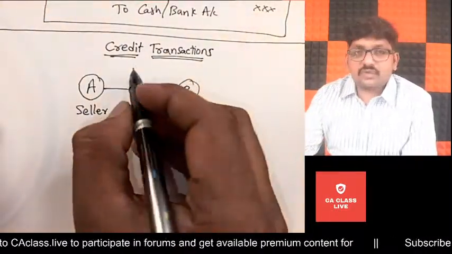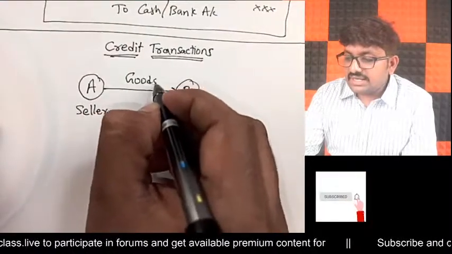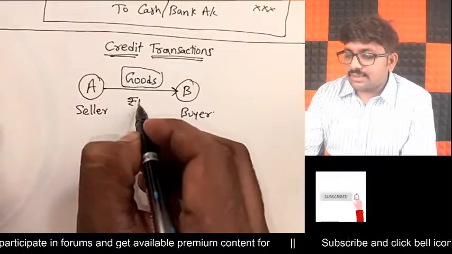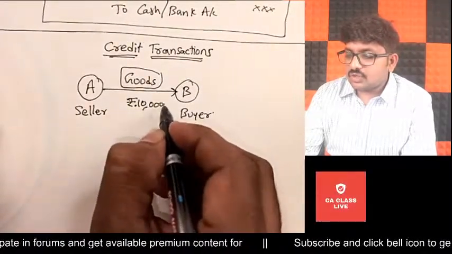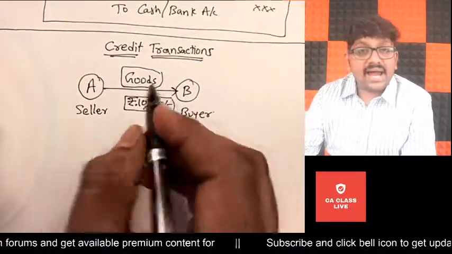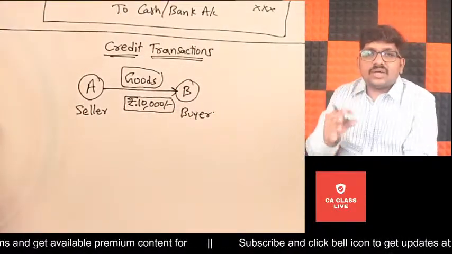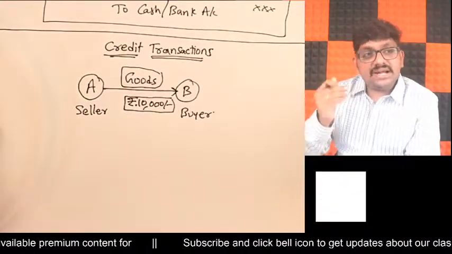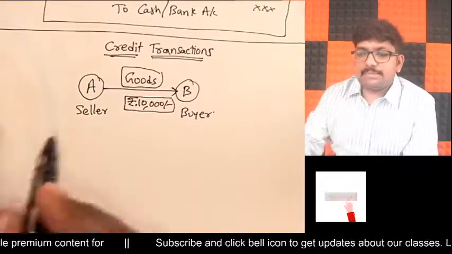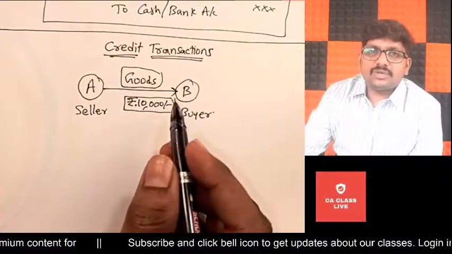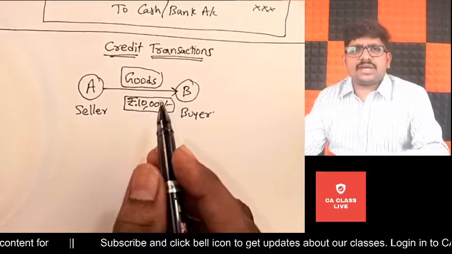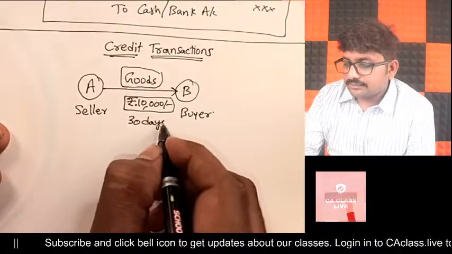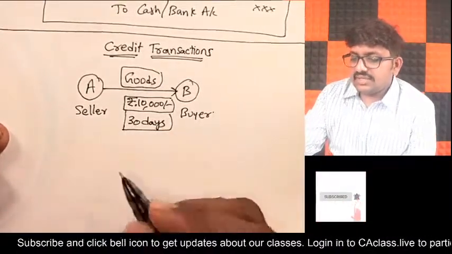So what is he selling, friends? He is selling some sort of goods, say, for example, 10,000 rupees worth of goods being sold by A to B. Now friends, imagine if B pays immediately, it becomes a cash transaction. But here A told B, my dear B, you need not pay immediately. Please take your time, pay me after 30 days.